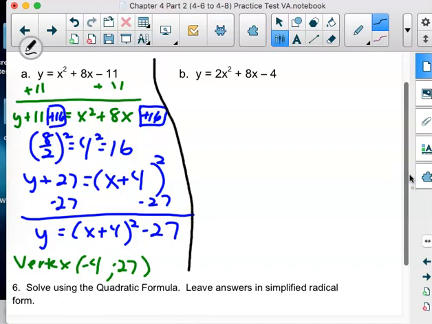Take a look at B. Why is this one a little tougher? x squared is not 1x squared. Rats! So the question is, should we move the 4 over first, or should we divide by 2 first? And the answer is, it doesn't matter. So which one do you want to do first? Divide by 2?